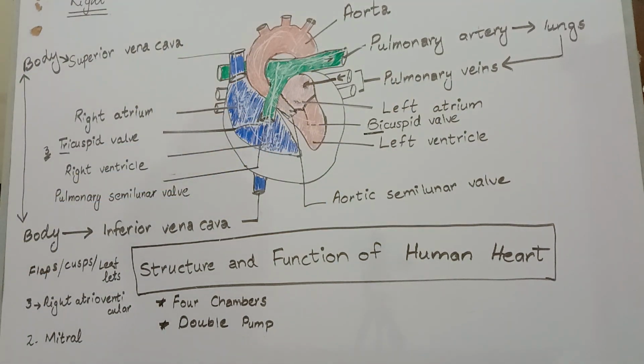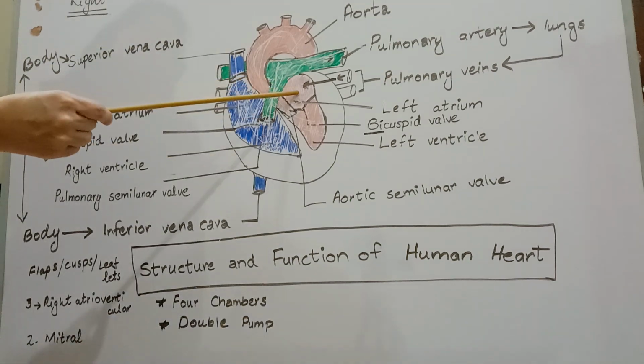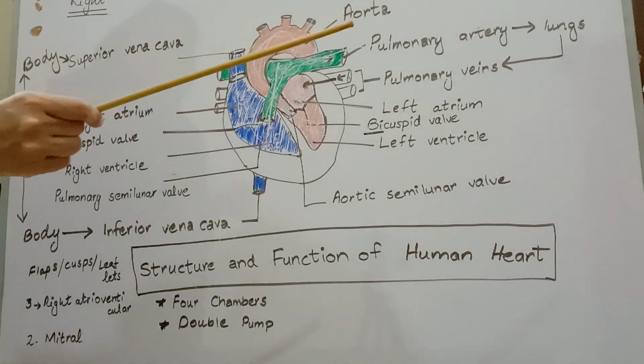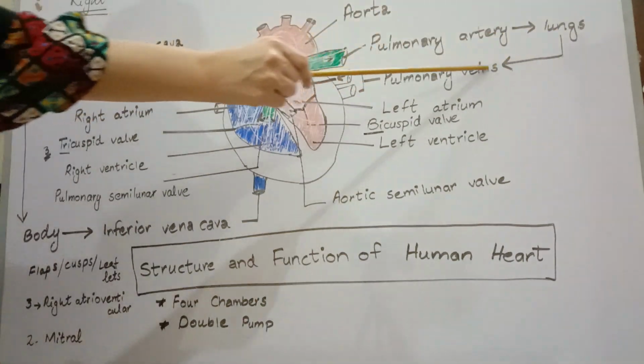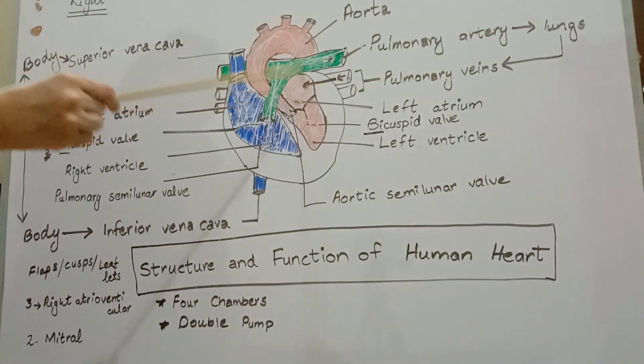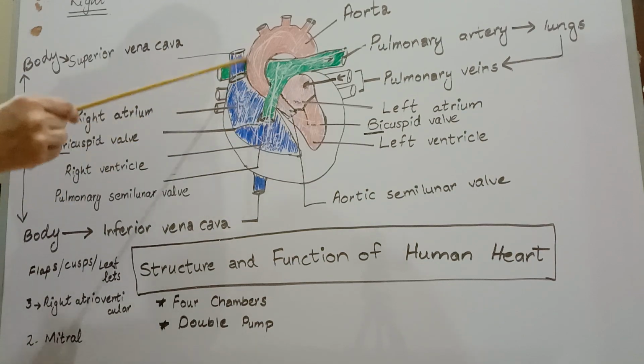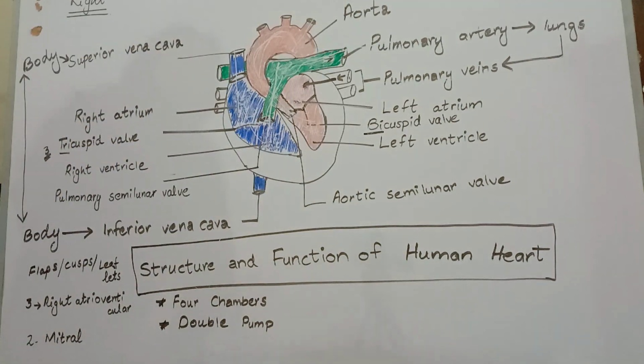Let's talk about the function of the human heart. As you know, the human heart acts as a double pump. Double pump means the heart receives oxygenated and deoxygenated blood at the same time. Deoxygenated blood from the body moves towards the right side of the heart, from the right side it goes towards the lungs, and from the lungs the oxygenated blood comes into the left side, and from the left side it goes towards the body again.